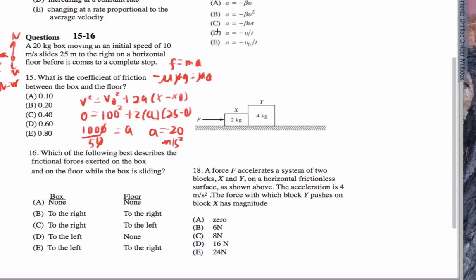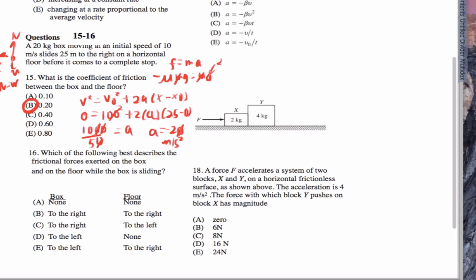So where did I go wrong? Aha, it's not 100 meters per second squared. It's 10 meters per second squared. So my acceleration is actually 2. So a is actually going to be 2 here. So when I actually solve, I'm going to end up getting that the answer is 0.2 for my coefficient of friction.